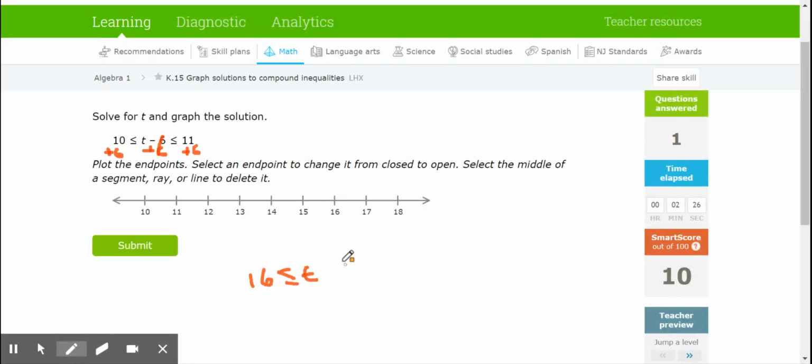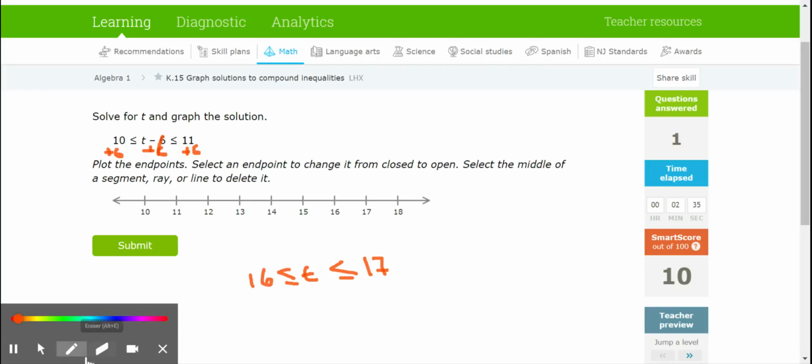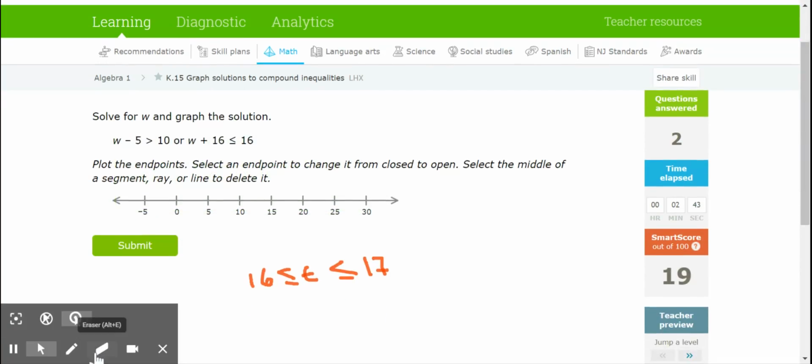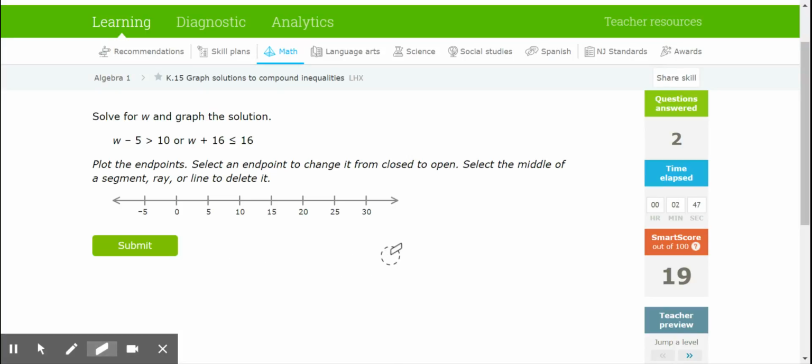So I'm sorry, the middle section is just going to be t. 11 plus 6 is going to be 17. So it looks like t can be anything from 16 to 17, 16, 17, and the endpoints as well. Okay, now we're back to an OR statement. This is a disjunction, so it should be that disconnected or broken graph.